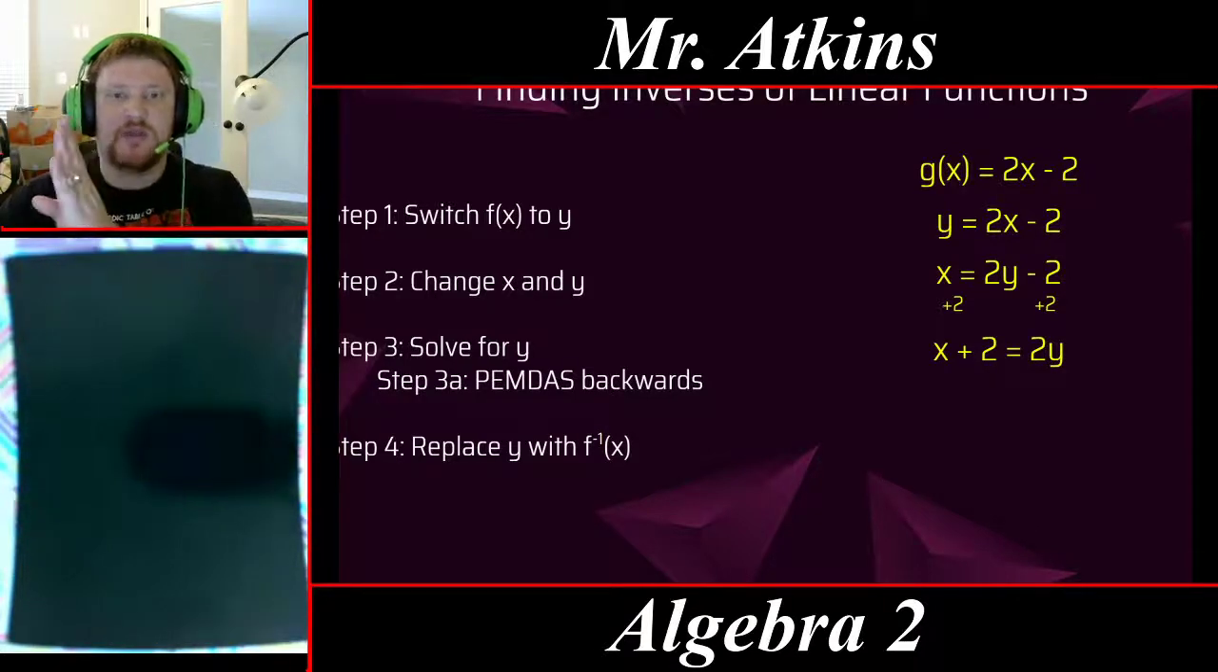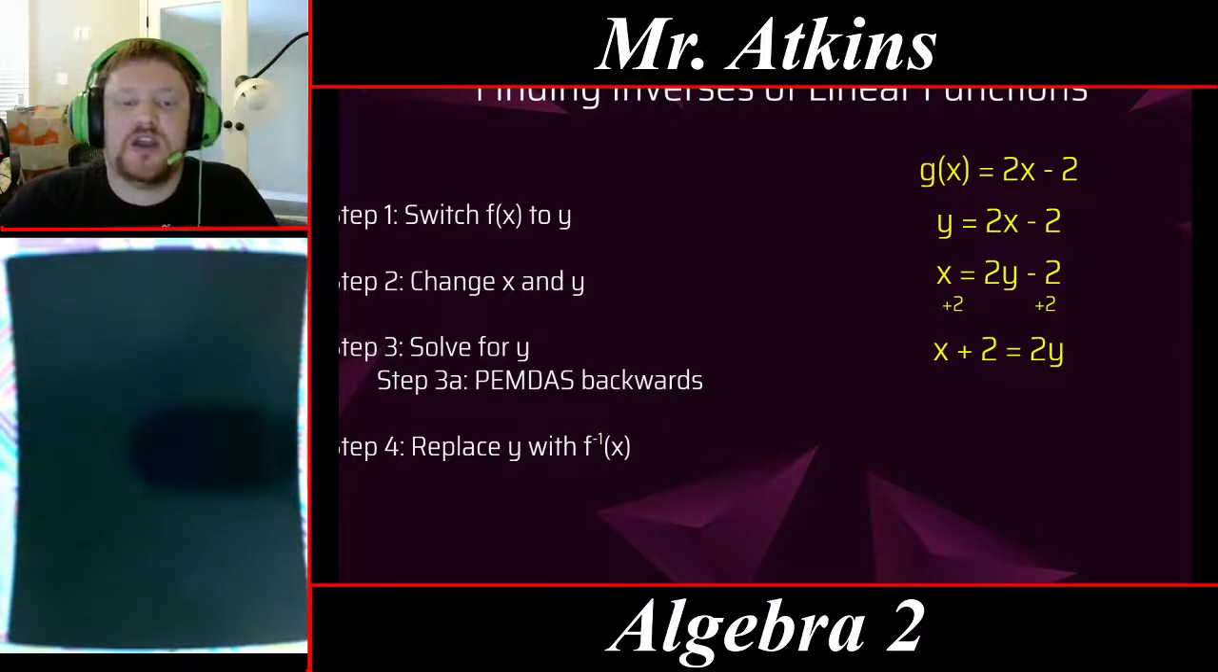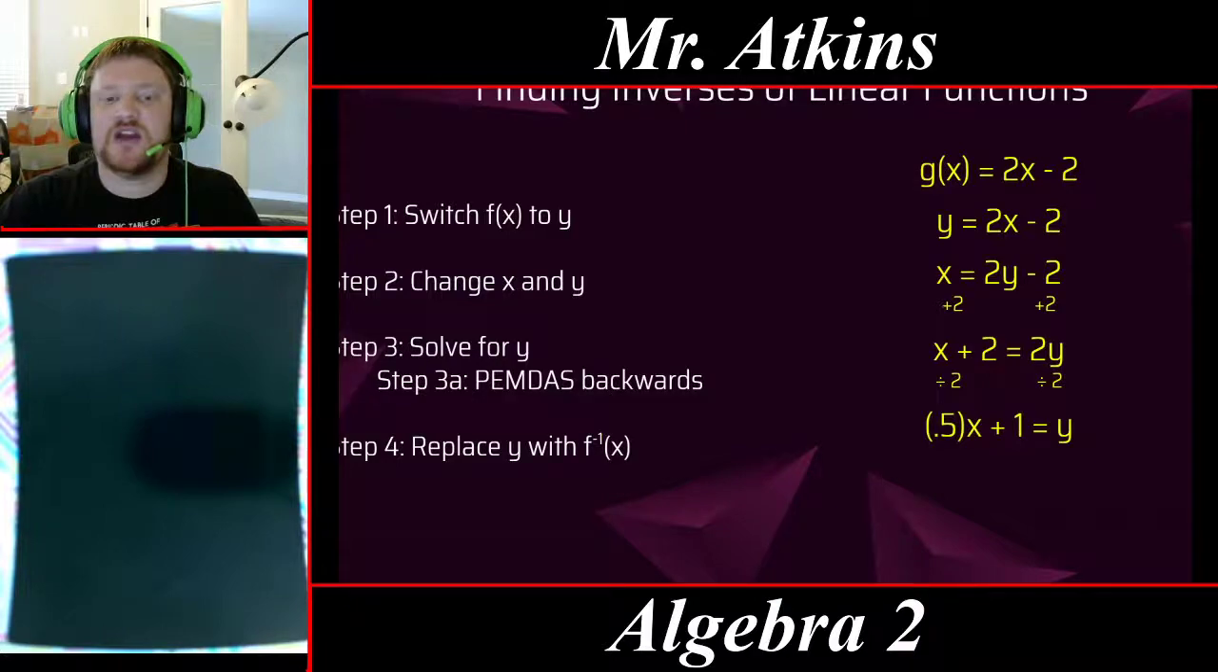And then working backwards, I don't see any addition. I don't see any division. But I do see some multiplication. I've got 2 times y. We know the opposite of times 2 is divided by 2. So, x divided by 2 is 0.5x. 2 divided by 2 is 1. And then on the other side, 2y divided by 2 just leaves us with y. So we have successfully solved for y.